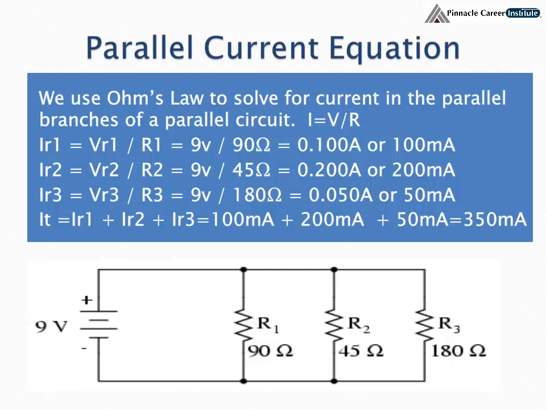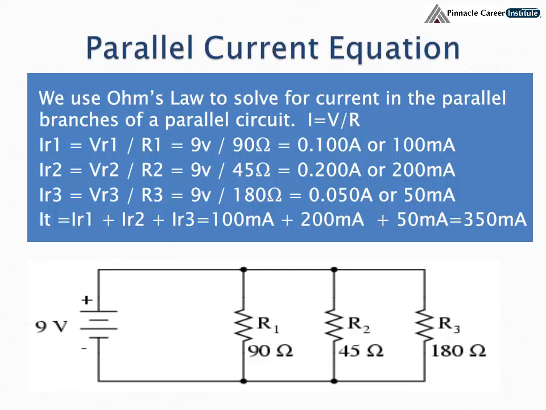IR2, same equation, VR2 divided by R2. 9 volts divided by 45 ohms, which gives us 0.200 amps, or 200 milliamps. IR3 equals VR3 divided by R3. This is 9 volts divided by 180 ohms, which equals 0.050 amps, or 50 milliamps.